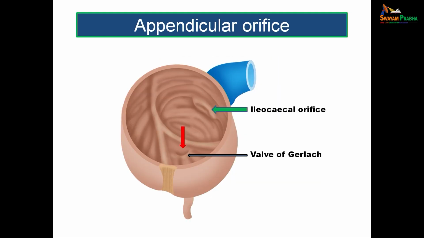The base of the appendix is attached to the cecum and it is going to open into the wall of the cecum. So, from the interior of the cecum you can see the appendicular orifice which is situated in the posterior-medial wall of the cecum, and this is guarded by a mucosal fold which is called valve of Gerlach. Valve of Gerlach is just a mucosal fold without much function.